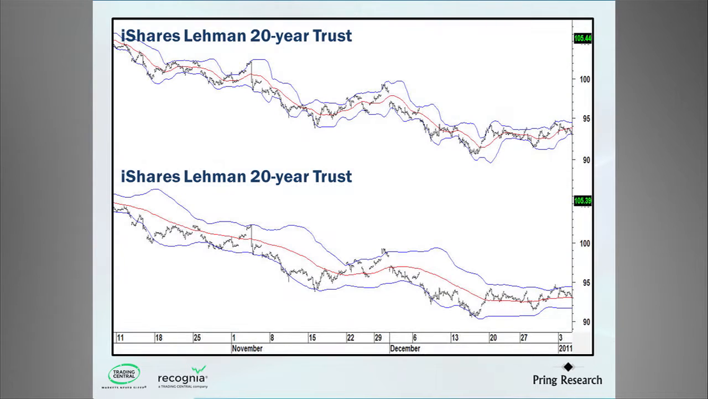The first requirement in plotting a Bollinger Band is a time span, as with a moving average. The longer the span, the smoother and less sensitive the fluctuations. This hourly chart of the iShares Lehman 20-year Trust ETF, the TLT, plots the bands with the standard or default time span of 20 periods in the top panel, with a default deviation of 2.